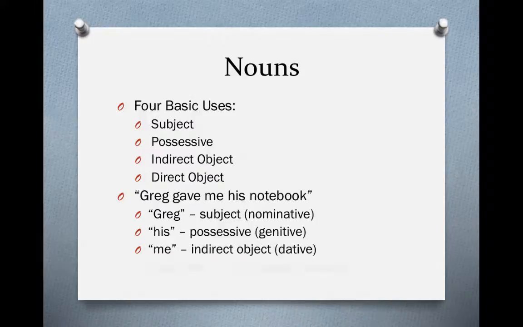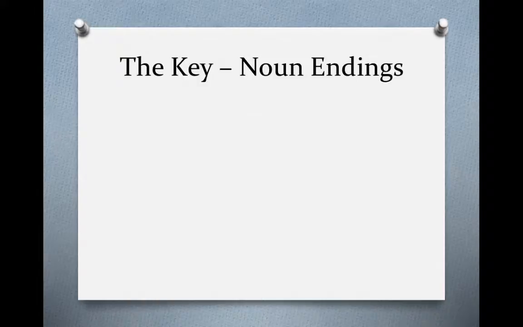called the dative case. And the notebook. The notebook is what he gave me, and so this would be the direct object. It's receiving the action, gave me his notebook. In Greek, this kind of word is called the accusative. The key to identifying nouns in the Greek language will be the case endings, or the noun endings.